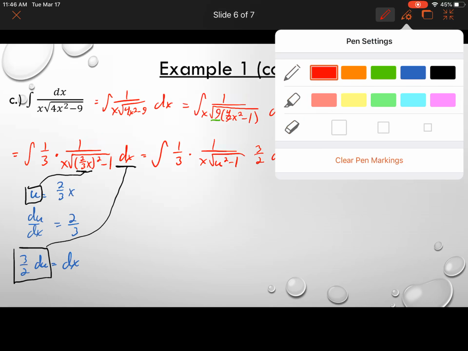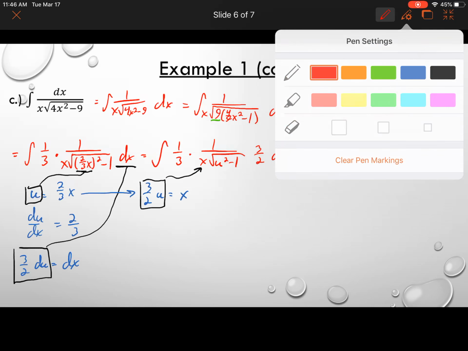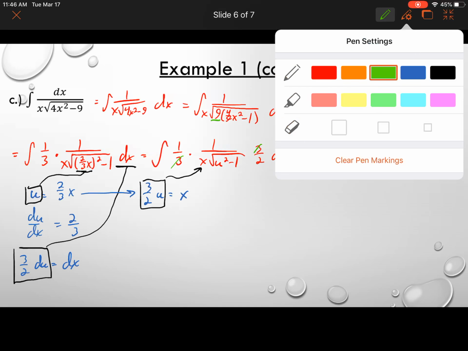If you recall, this is something we've done before. We're going to take this u and solve it for x. So u is equal to 2/3 x is the same thing, if we multiply both sides by 3/2, as 3/2 u is equal to x. So now we're also going to make an extra substitution here to get rid of this x. Before we do that, this 3 does cancel out this 3, so it looks like we just have a 1/2 left over.